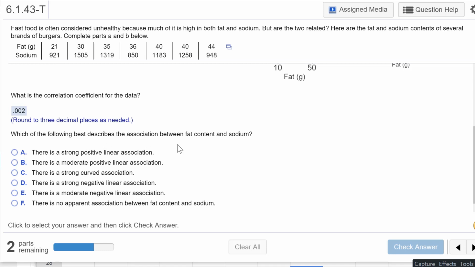Okay, which of the following best describes the association between fat content and sodium? So strong positive linear, no. Moderate positive linear, no. Strong curved, no. Strong negative, moderate, no. No apparent association.